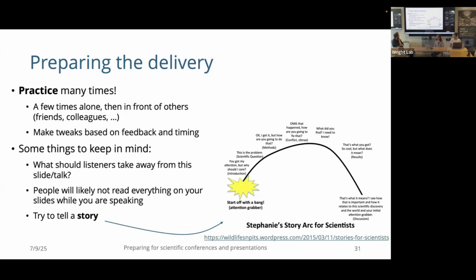Some things to keep in mind while you're giving your talk: for each slide, and for the talk in general, you want to think about what the listeners should take away from this. You're going to be giving a lot of information, but you want to highlight what's most important. And you want to make that clear on each slide, like what should you take away?